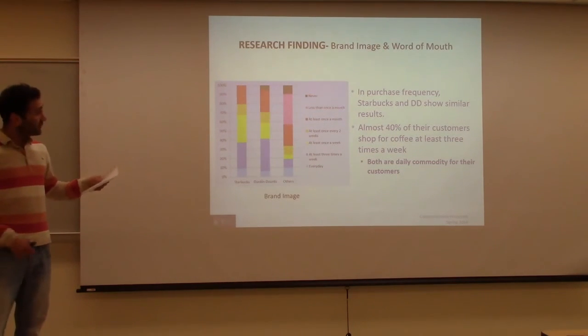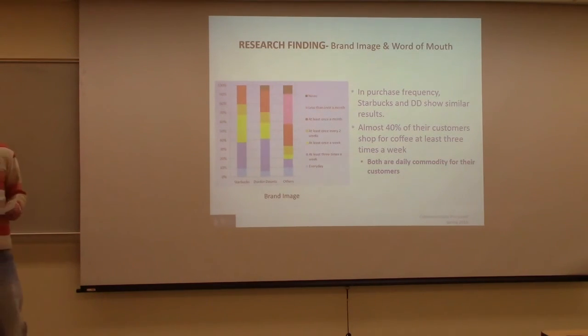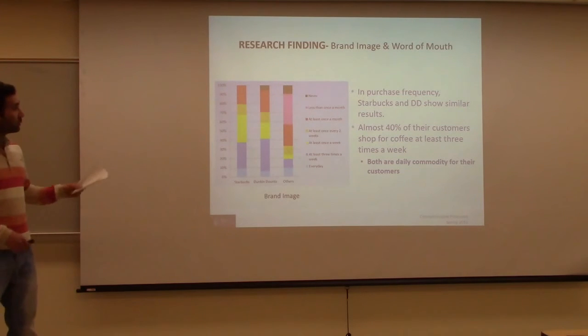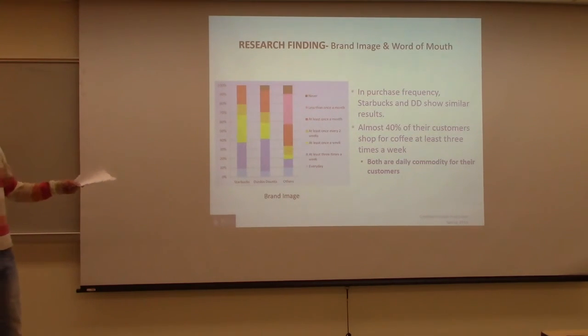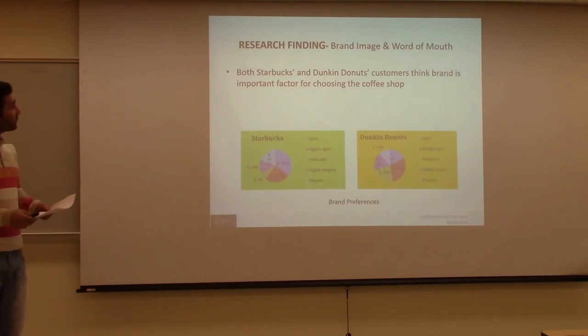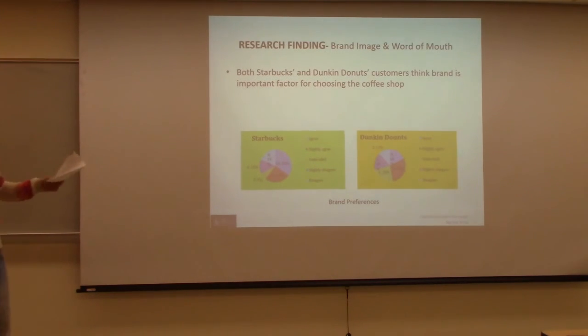So, even though Starbucks takes 53%, more than double the share of Dunkin' Donuts' 20%, the number of times people purchase in a period are very close. And almost 40% of their customers shop for coffee at least 3 times a week. So Starbucks and Dunkin' Donuts customers think brand is an important factor for choosing the coffee shop. However, the influence of the two brands is totally different to their customers. It's easy to find that Starbucks is more powerful than Dunkin' Donuts.